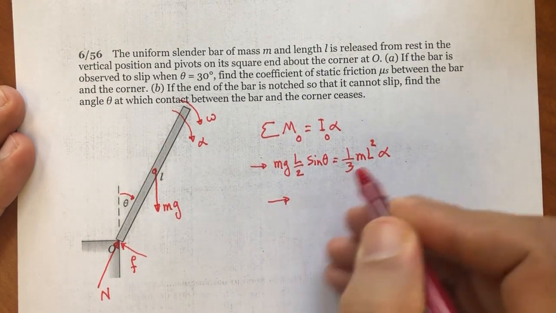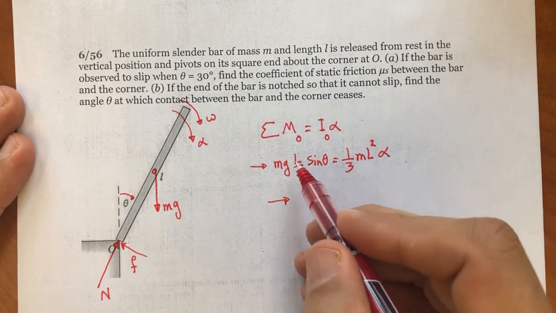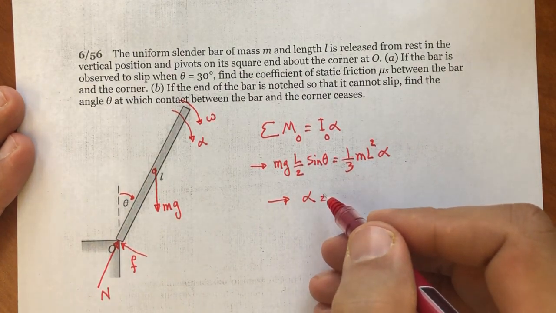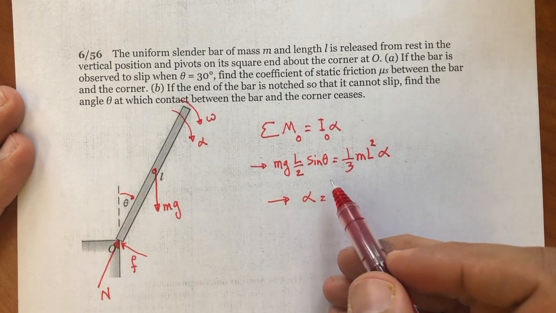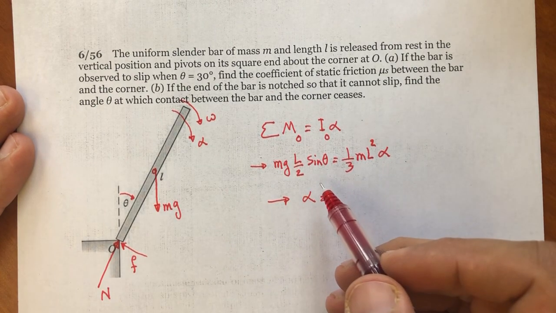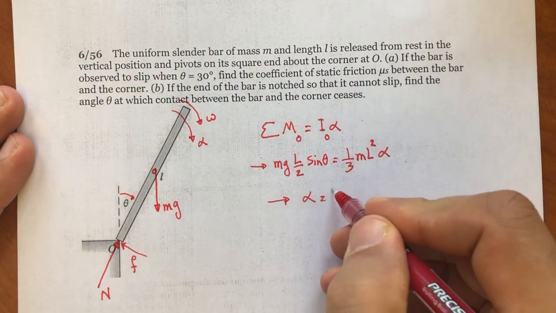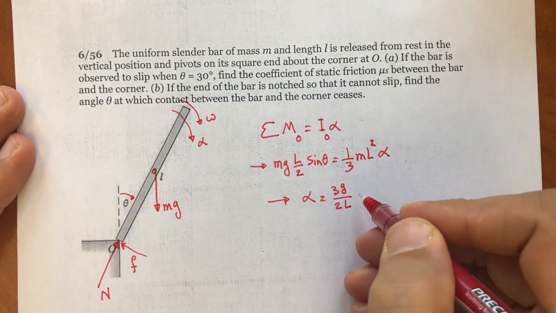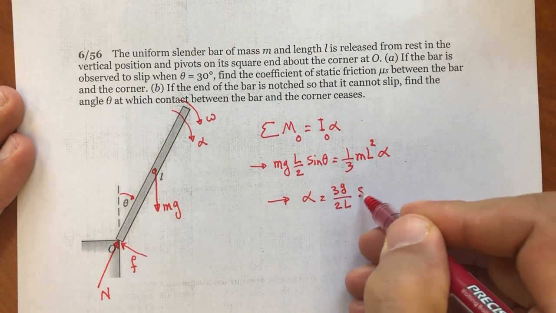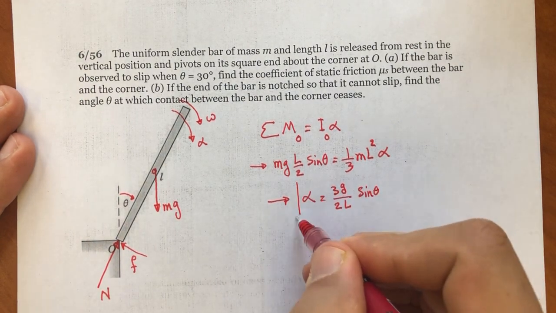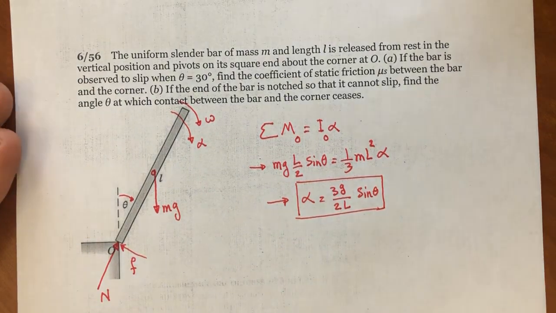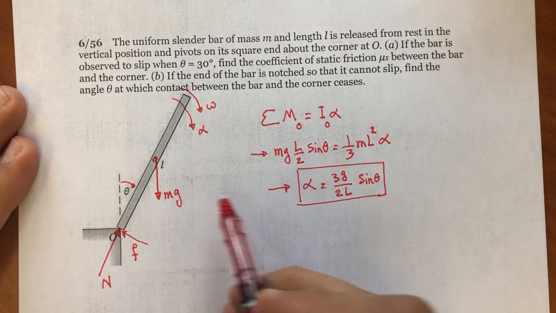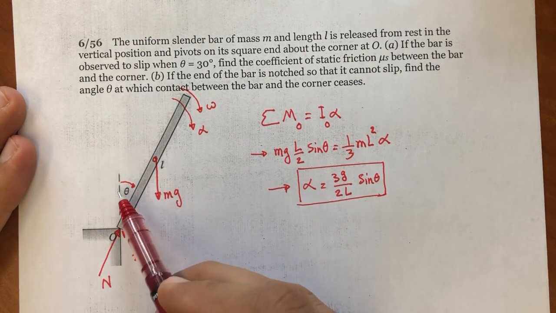By simplifying, canceling out this m and one of these L's, alpha is going to be equal to 3/2 of g over L times sine of theta. So this is alpha in terms of theta. We know the angular acceleration at any angle.